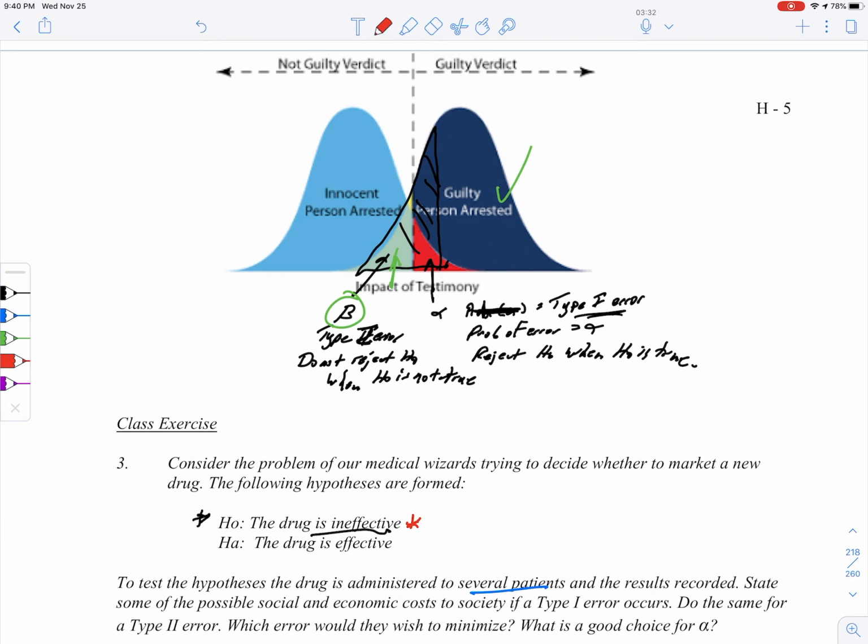So some problems will say an alpha of 1% or 10%, but if it doesn't say anything, then we will assume 95% level of confidence, which means a 5% alpha.